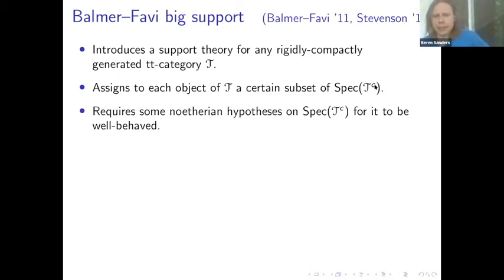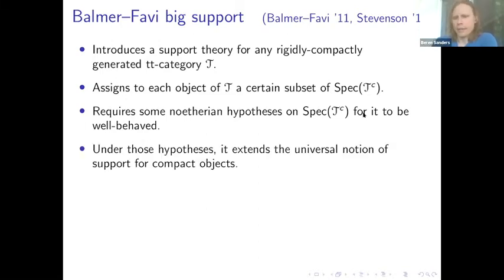It does still require some Noetherian hypotheses on the space in which the support lives in order for it to be well behaved. But under those hypotheses, this notion of support introduced by Balmer-Favi extends the universal notion of support for compact objects. For a compact object, we have the universal notion of support, which is a certain closed subset of this space. What Balmer-Favi have done extends that to a notion of support for not just the compact objects, but the arbitrary objects of the category T.